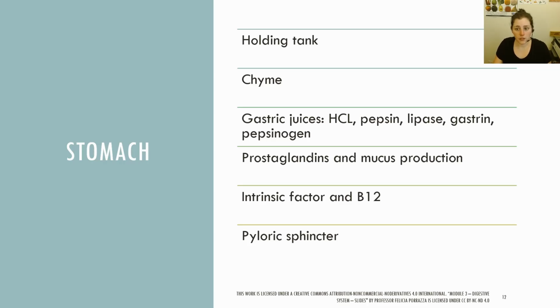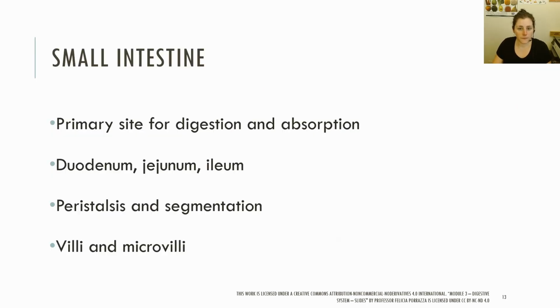Only small amounts are passed at a time to protect the delicate lining of the small intestine from the acidic chyme. Neutralizing bicarbonate is added to the chyme as it enters the small intestine. The primary site for digestion and absorption is in the small intestine. There are 3 parts of the small intestine: duodenum, jejunum, and ileum.